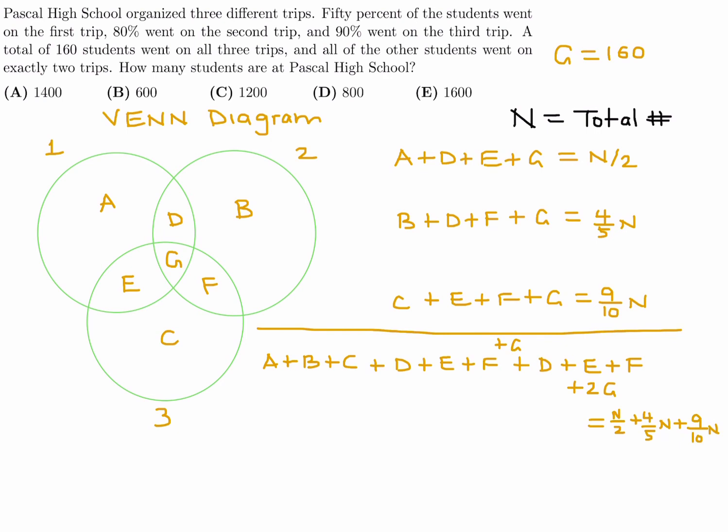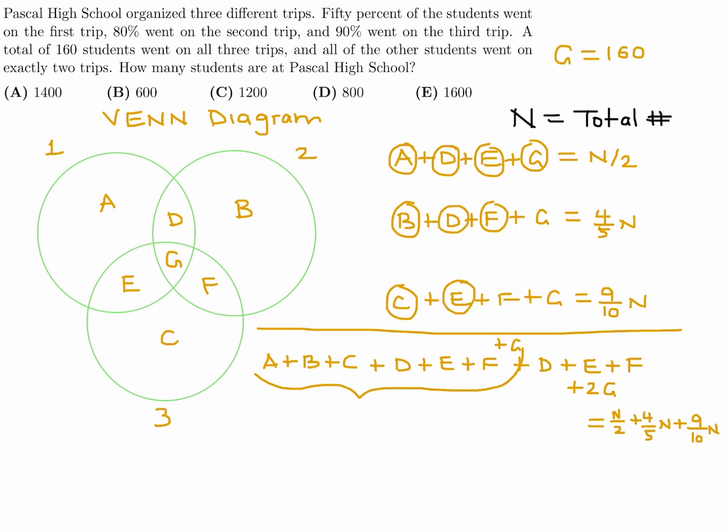So let me just explain. So I got A plus B plus C, D plus E plus F plus G, right? That makes up this part. And then I have D plus E plus F. That's these 3 guys. And then I've got 2 G's. Okay? So there's a reason I split it up like that.